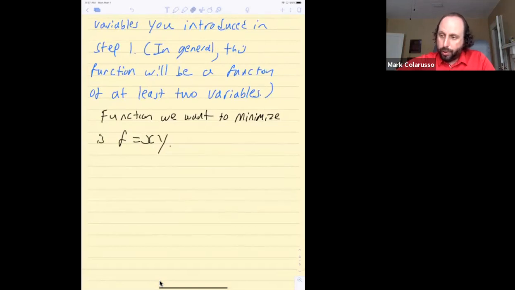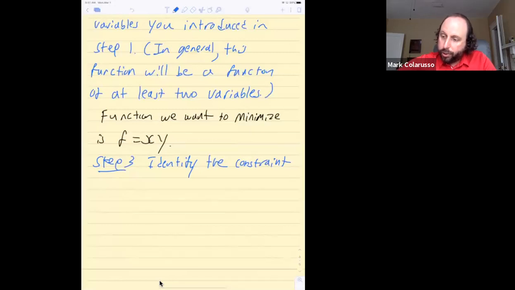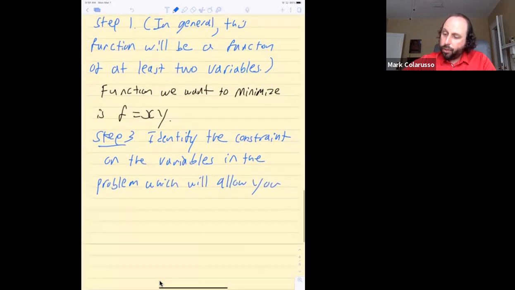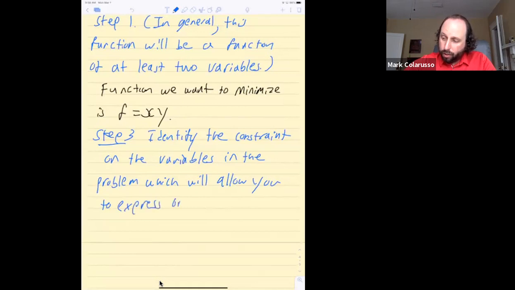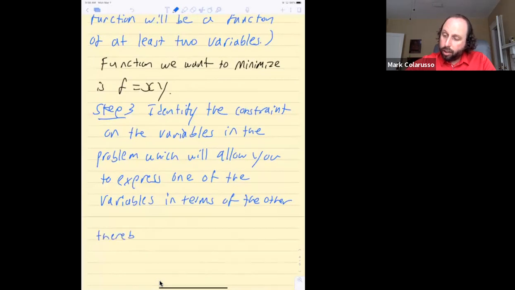Step 3, oh, I'm supposed to be writing steps in blue. Step 3: identify the constraint information on the variables in the problem, which will allow you to express one of the variables in terms of the other, thereby allowing you to express the function in step 2 as a function of one variable. I'll explain what that means.